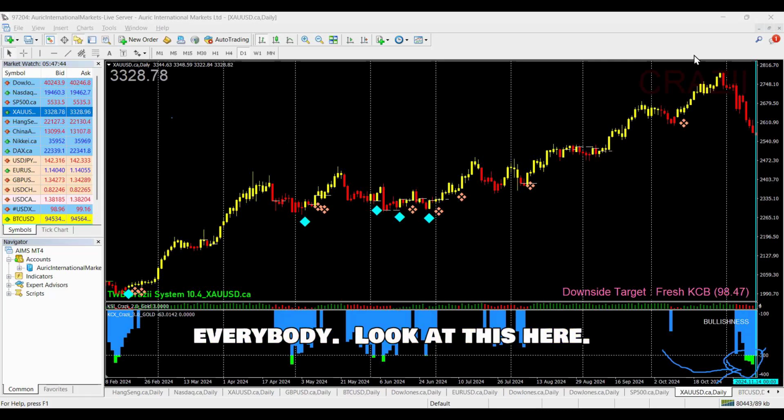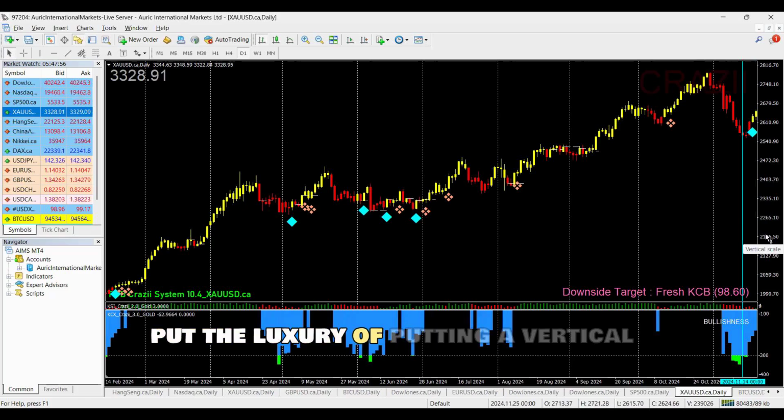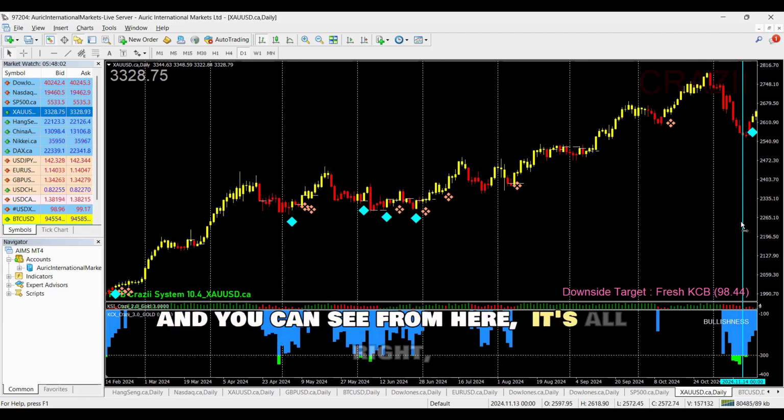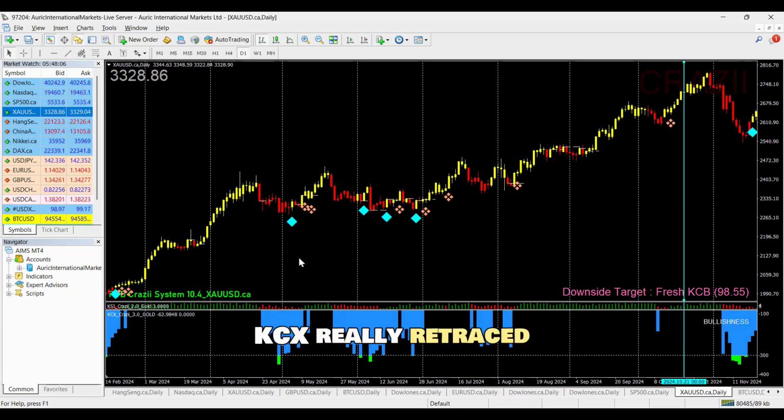Look at this here. Okay, I clear my screen a little bit, and then you see for yourself. Can you see? That's how we put the luxury of putting a vertical line at where the lowest point is, as if we all know the future. And you can see from here itself, my friends, that the KCX really retraced in terms of green area. The green area really retraced.